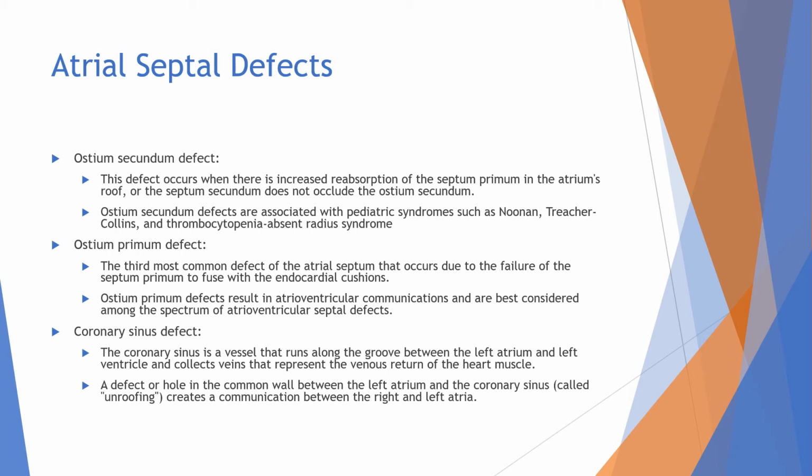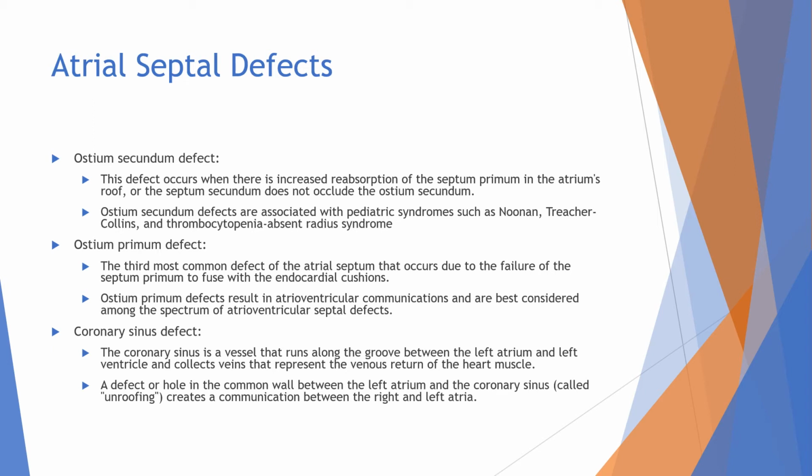Ostium primum defect. This is the third most common defect in the atrial septum, and it's due to failure of the septum primum to fuse with the endocardial cushions. This is more common to happen with other ventricular septal defects, so it's usually in the world of atrioventricular septal defects.